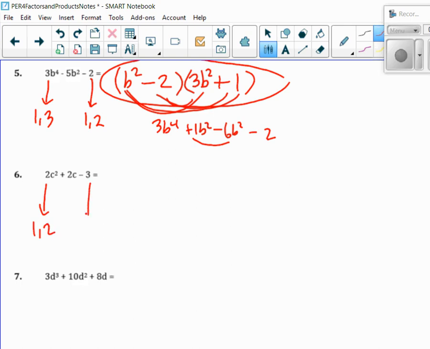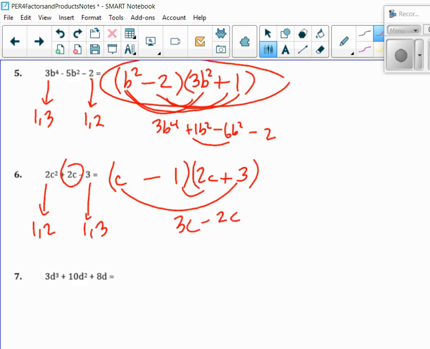1 and 2 and 1 and 3. So the only way you could do this is C and 2C, and then play around with the 3 and the 1. So if I put 1 and 3, in order to get a plus, this would have to be the bigger one. So if you put a plus and a minus, what do you get there? You get 3C minus 2C. That's not the 2C in the middle there, right? Okay, well let's see what you got.